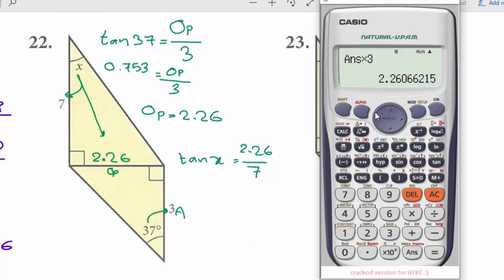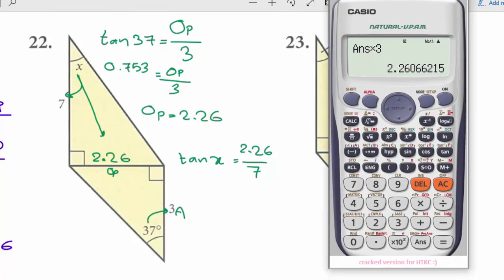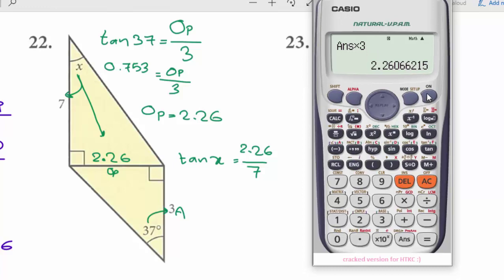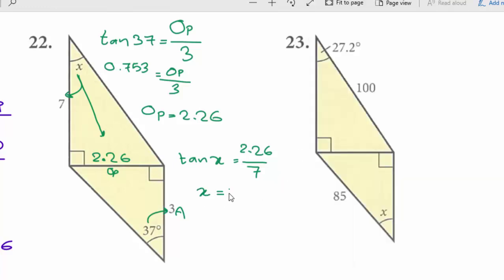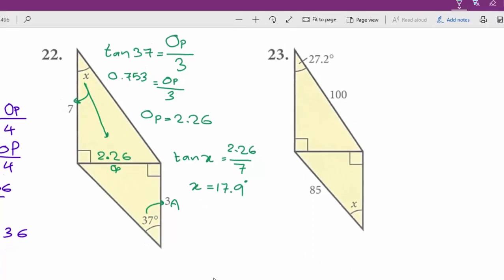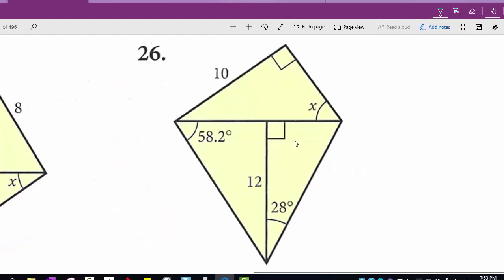Using tan inverse answers this question. You're gonna ask the calculator, tan of X is equal to 2.26 over 7. So you're gonna say, the tan of which angle is equal to 2.26 over 7, and the calculator says 17.89. 17.89 rounded to one decimal place gives 17.9. X is 17.9 degrees.